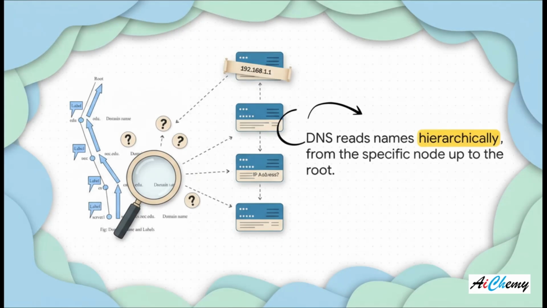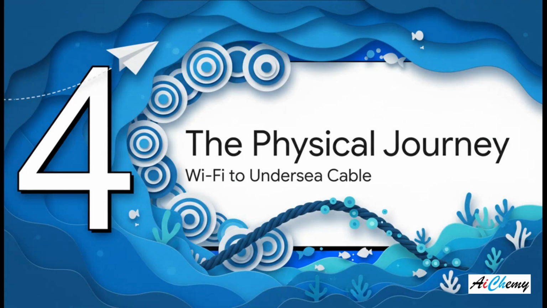And the way this lookup works is actually pretty cool. The system kind of reads the address backwards. It starts with the most general part, like the .edu, and asks a top-level server, hey, who's in charge of this? Then it gets a referral, and it asks the next server down the line, and so on, narrowing it down until it finds the exact IP address it needs. It's this super fast chain of command that happens in, like, the blink of an eye. Okay, so our request is all packaged up, and it's got the right address.